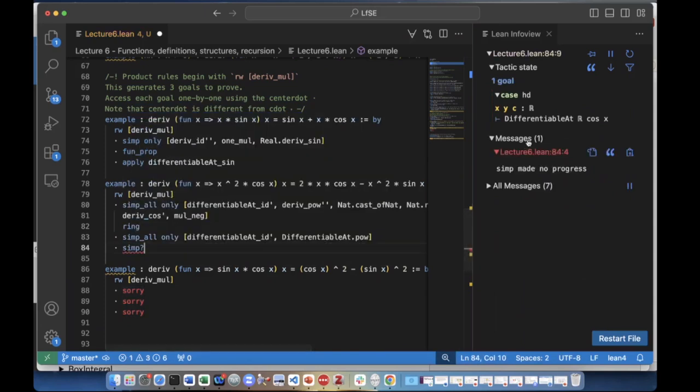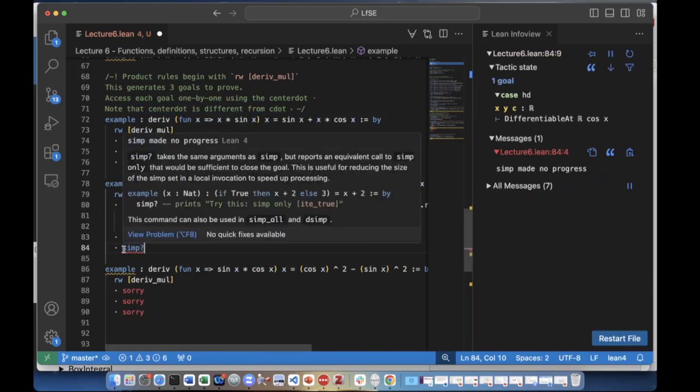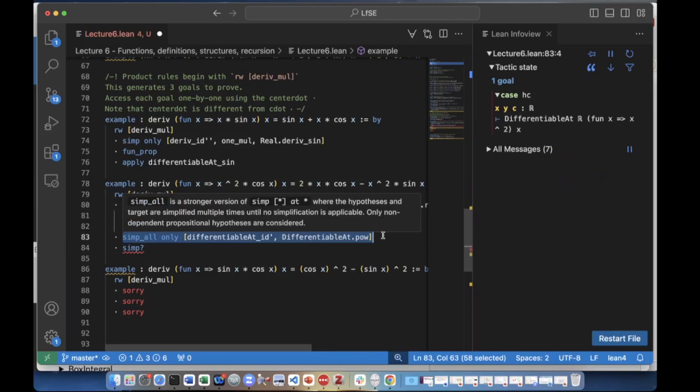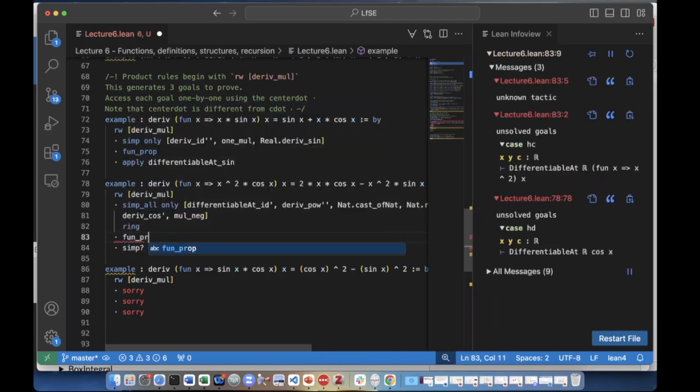Simp? Did simp make any progress? No, right? So that's not working. I'll also mention we don't need all of this either. We can also hit this second goal with fun_prop.